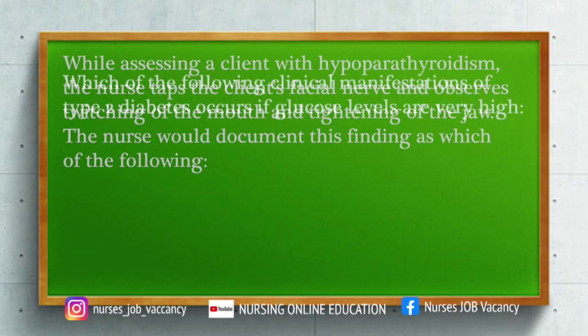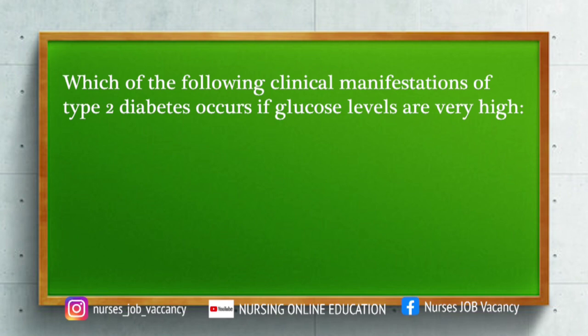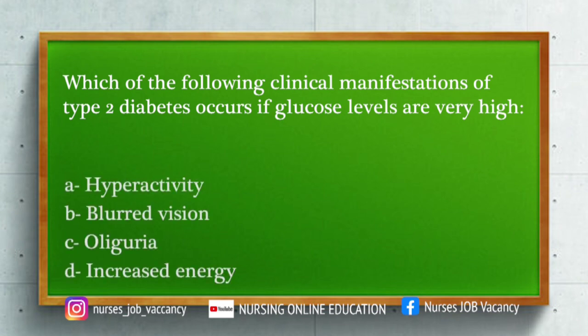Next question. Which of the following clinical manifestations of type 2 diabetes occurs if glucose levels are very high? A. Hyperactivity. B. Blurred vision. C. Oliguria. D. Increased energy. The right answer is B. Blurred vision.